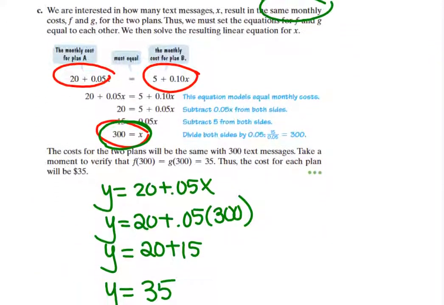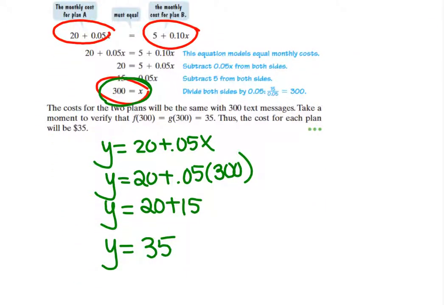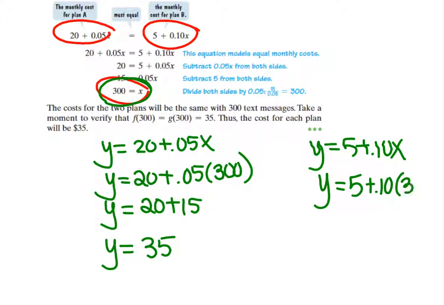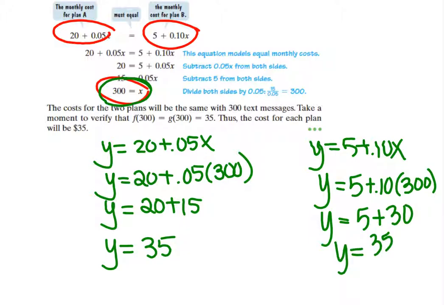If you use the other equation, y equals 5 plus 0.10x, and you substitute in the 300 text messages, 5 plus 0.10 times 300, you get 5 plus 30 gives you 35. All right, so to wrap up this problem algebraically, the cost would be $35 and the amount will be 300 text messages.